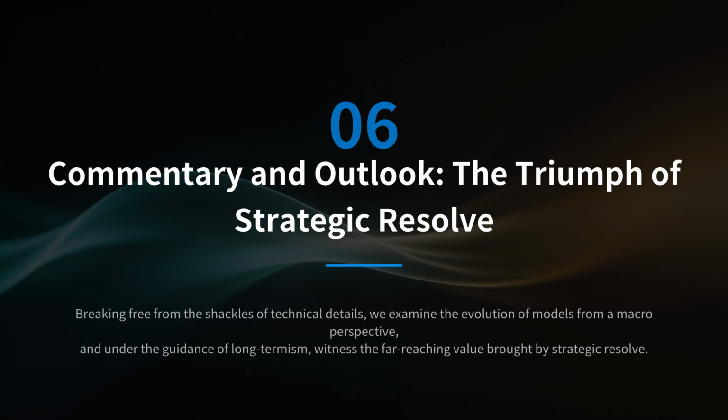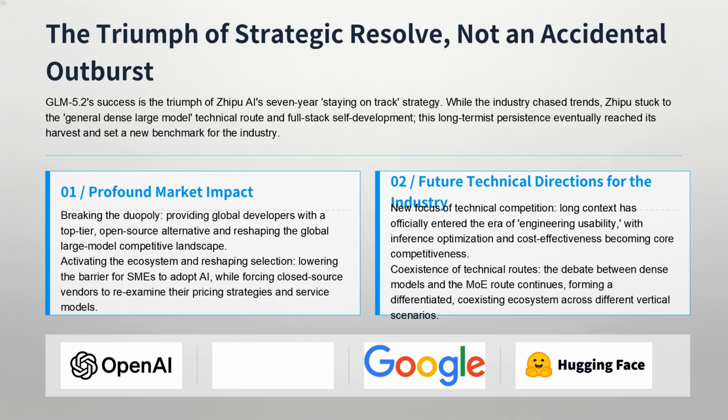Finally, let's step beyond the technology itself and examine GLM-5.2's success from a higher vantage point, looking ahead to the far-reaching impact it will bring. In my view, GLM-5.2's success is no accident but the inevitable result of Zhipu AI's long-term adherence to its technical route. Its release will profoundly impact the global large model market, break the existing landscape, reshape enterprise selection logic, and greatly activate the domestic AI ecosystem. Looking ahead, long context and inference optimization will become the new focus of the technology race, and GLM 5.2 has undoubtedly seized the first mover advantage.